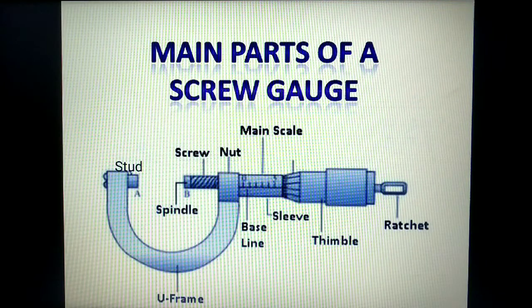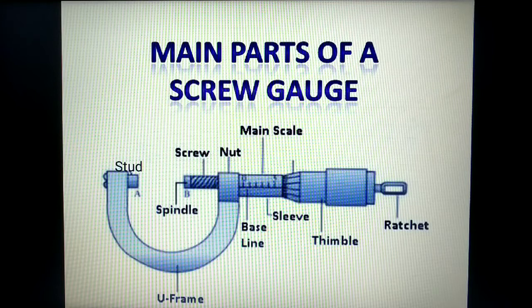Now let us come to the main parts of a screw gauge. In the figure we can see the main scale, we can see the sleeve which is a hollow cylinder, we can see the thimble that is another hollow cylinder which moves over the sleeve, we can see the baseline, we can see the screw, the stud.